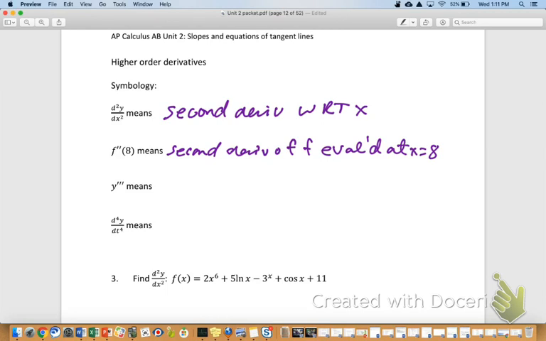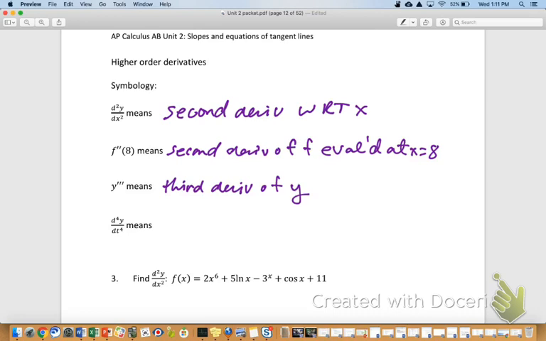All right, what would you guess? y with 3 little marks? Third derivative. y triple prime? So third derivative. How do you suppose you'd find a third derivative? Yeah, just differentiate y 3 times.